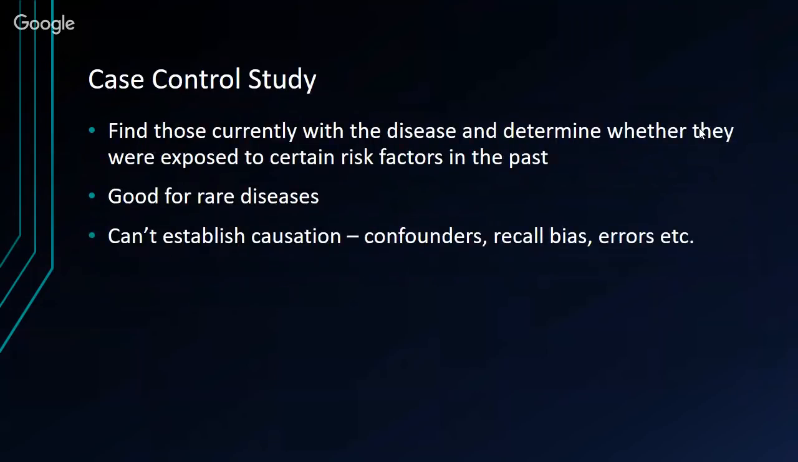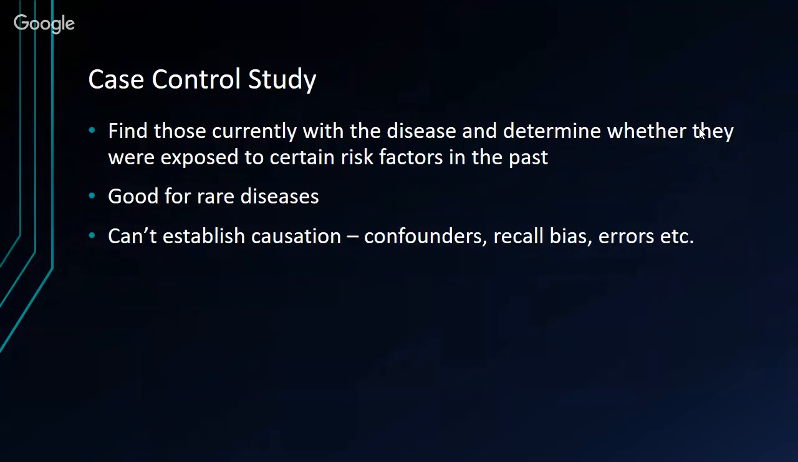Case control studies are essentially the opposite. So that's where you find people who currently have a disease and then ask them about their past risk factors to ascertain whether they were exposed to certain risk factors that you're investigating. So this is really good for rare disease. And the reason for that is, imagine a disease that affects like 1 in 1 million people in Australia.